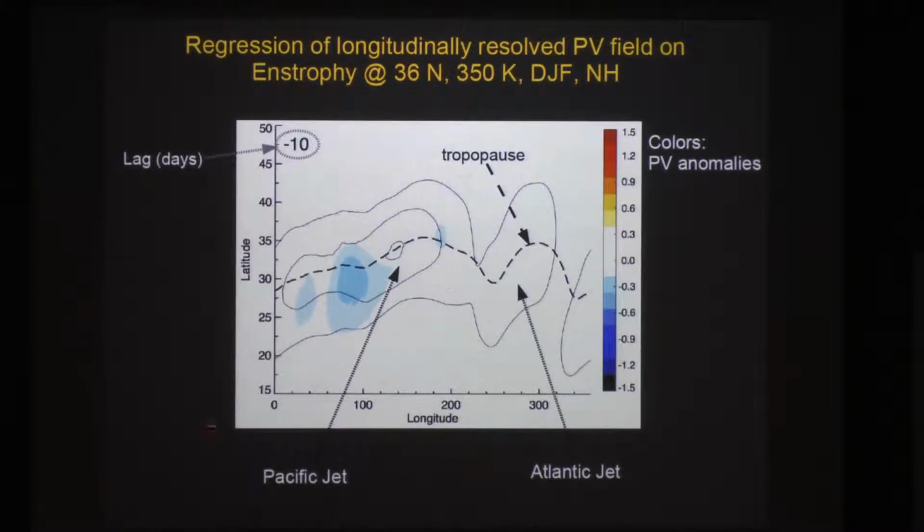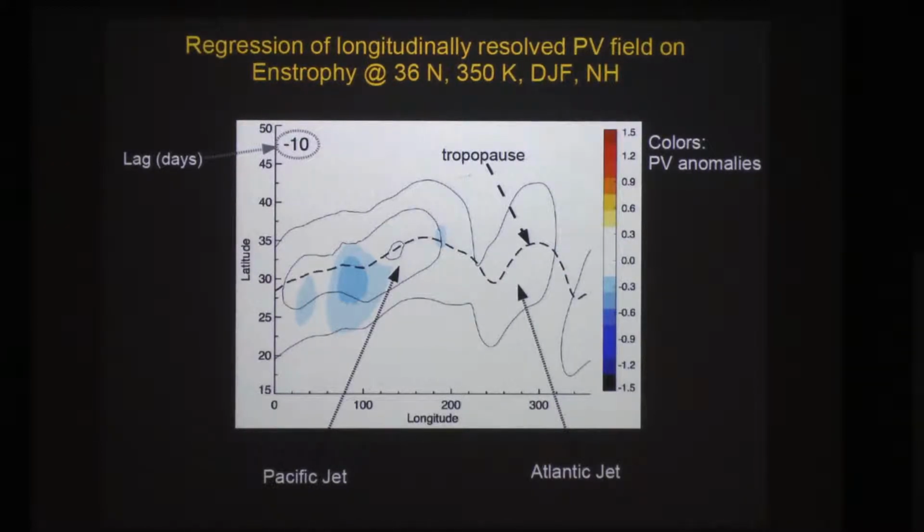So what I've done here is I show this life cycle. It's going to flip through time as a function of longitude and latitude in this case. So this is similar to the animation I showed. This black dashed line shows the location of the tropopause, the subtropical jet. Here's the Pacific jet stream. Here's the Atlantic jet stream.